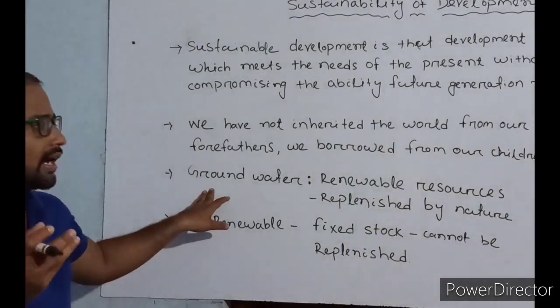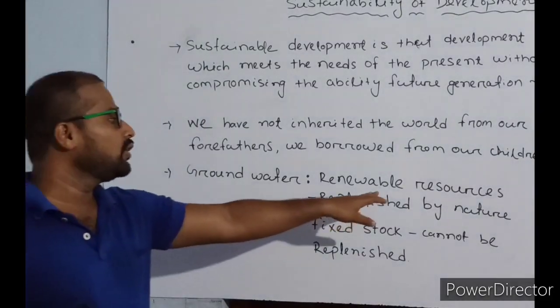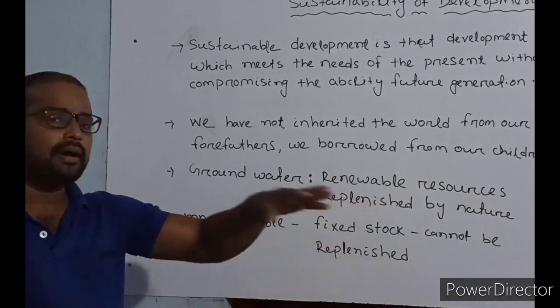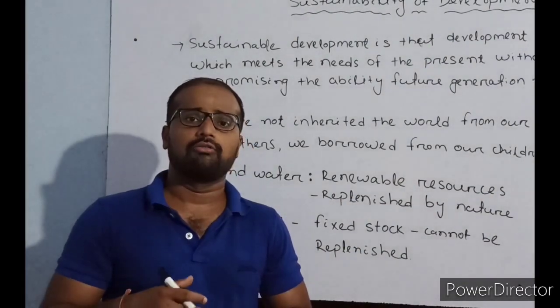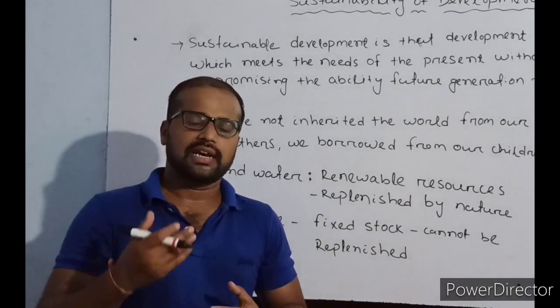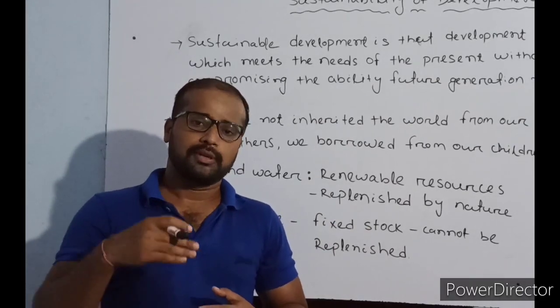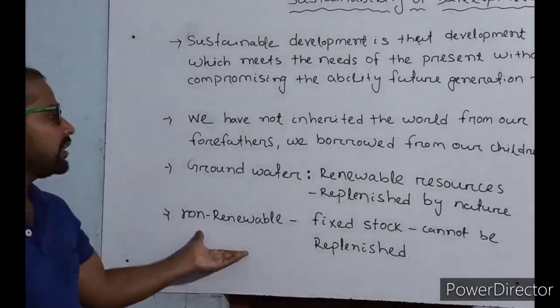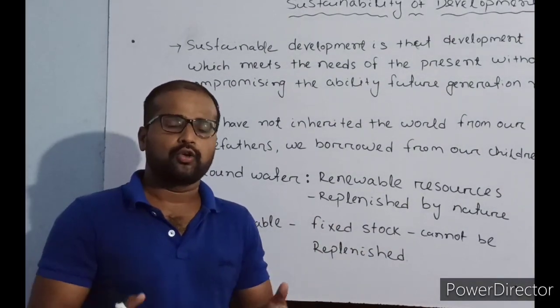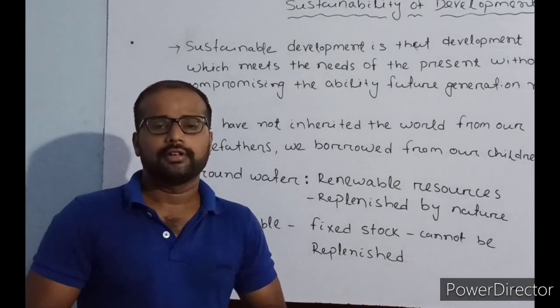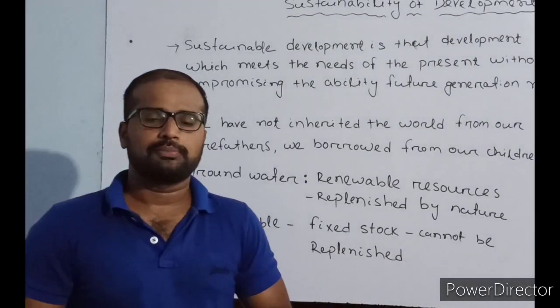Take groundwater. Groundwater is a renewable resource and is replenished by nature. But at the same time, if we continuously waste the groundwater, then there will be a scarcity of groundwater after some time. And non-renewable resources are fixed in stock and cannot be replaced by nature, like coal, petroleum and other products. That is the completion of the first chapter of development.